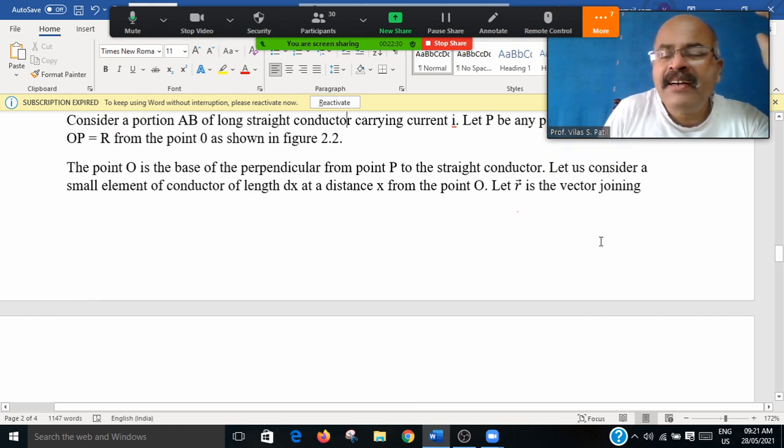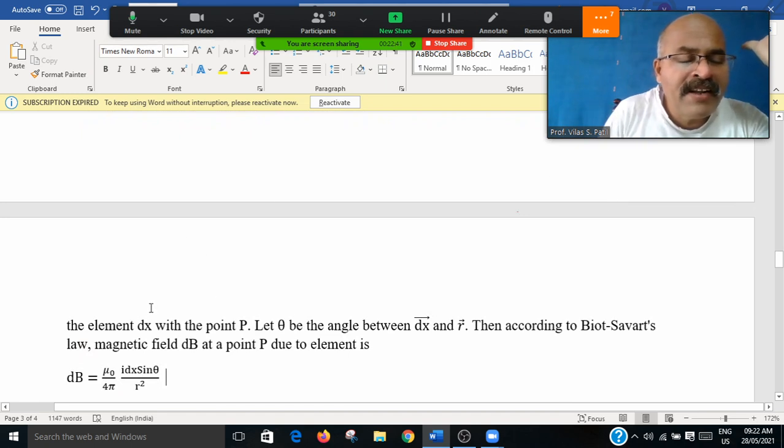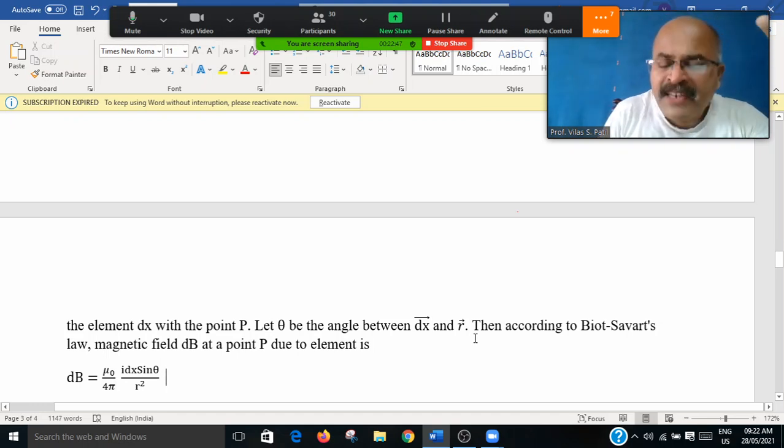Okay, the straight conductor, let us consider the small element of the conductor dx which is at distance x from the O. Let R be the line joining the element dx to point P. Let theta be the angle between dx and R. पलीकडचा थीटा आहे, अलीकडचा पाय मायनस थीटा आहे.